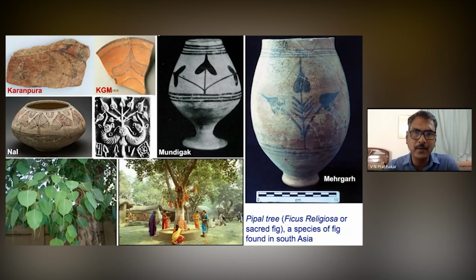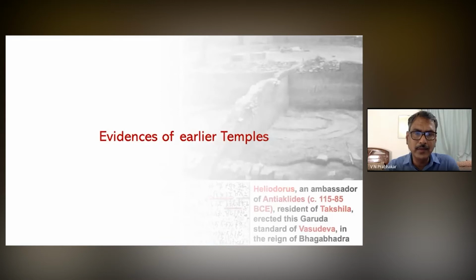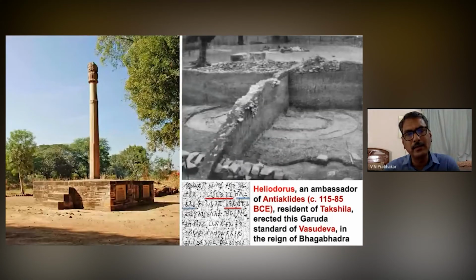So with this background, we move to the early historical context, during which we find the first evidence of a structural temple, even though it is incomplete. But here there is an inscriptional evidence, which is famously known as the Khan Baba.